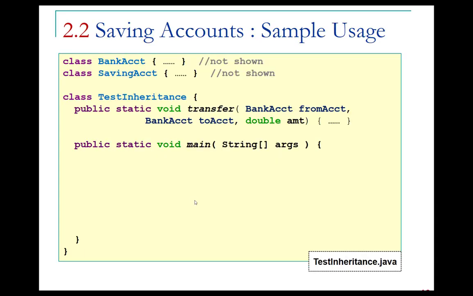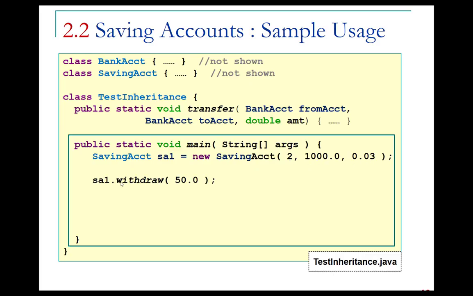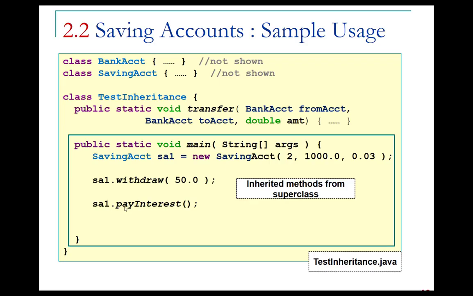Let's see a simple usage of the savings account. Here is the public static void main again. So SavingsAccount sa1 is a new savings account with account number 2, balance 1000, and interest rate 3%. You can do sa1.withdraw(50), so the balance will then be $950. This withdraw is a method inherited from the superclass. You can then do sa1.payInterest(). This is a method in the SavingsAccount class. Then you can do sa1.print().